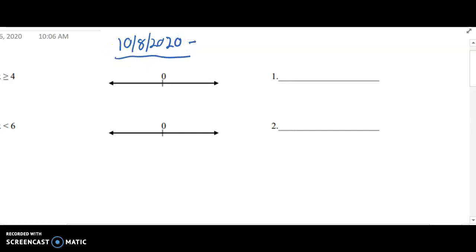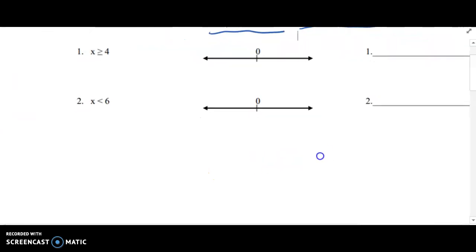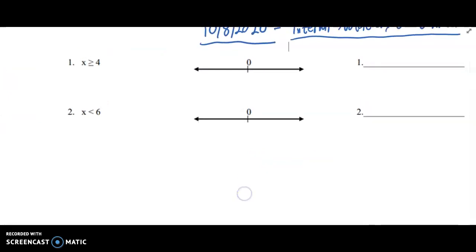Our topic for today is interval notation and domain restrictions. So it's a review of our two rules that we learned about domain earlier in the week, and we're going to hit interval notation a little bit harder today. So let's dive into it. Make sure that you are pausing and always writing the original problem.